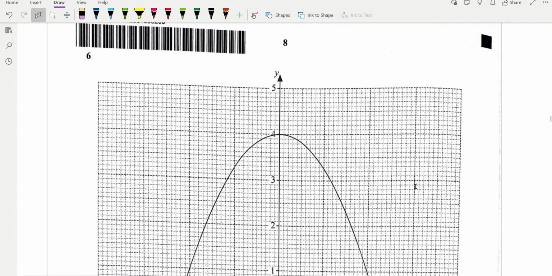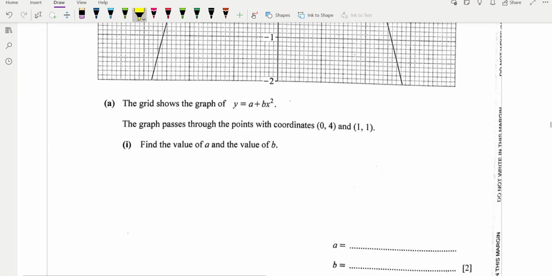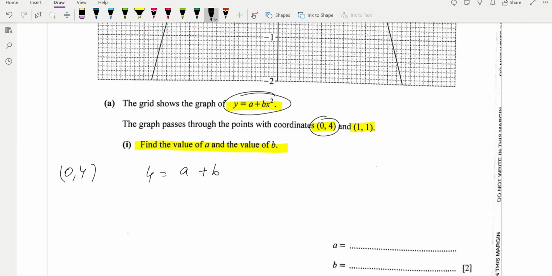Hopefully you understood this. Now question number 6. This graph is provided. The quadratic curve is also given. The grid shows the graph of y is equal to a plus bx squared. The graph passes through the points with coordinates (0, 4) and (1, 1), and we have to find the values of a and b. So we can use these points. For example, if we use the point (0, 4) in this equation, we get 4 is equal to a plus b into 0 squared. So this implies a is equal to 4.